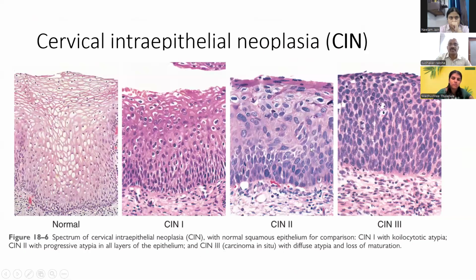These are the histopathologic images. This is the normal cervical epithelial lining. And this is the cervical cancer, CIN3. The atypical cells are filling the entire thickness. This is CIN1. Only the lower third is showing the atypical cells. This is CIN2 and this is CIN3. Cervical intraepithelial neoplasia.